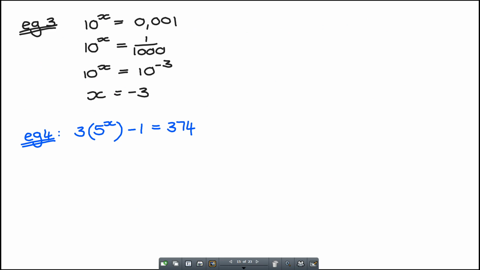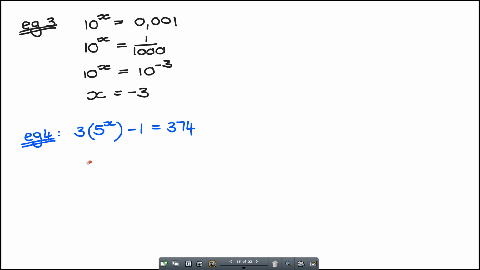But could I say 3 times 5? No. Why not? Because that to the power of x only applies to the 5. It's got nothing to do with that 3. So I can't multiply these two. It's the same as saying 3 and then that whole thing is my unknown. So I can't split these two up.